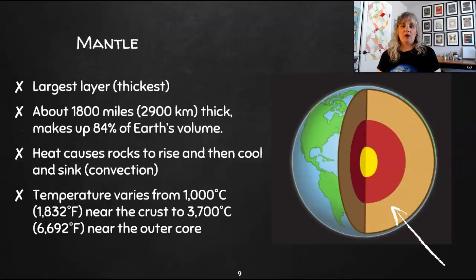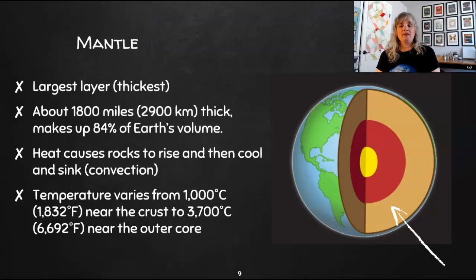The next part of the Earth's layers is called the mantle. So the mantle includes the part of the lithosphere and the asthenosphere, but it's much bigger than that. It is the largest layer. It makes up 84% of Earth's volume. It's about 1,800 miles thick.